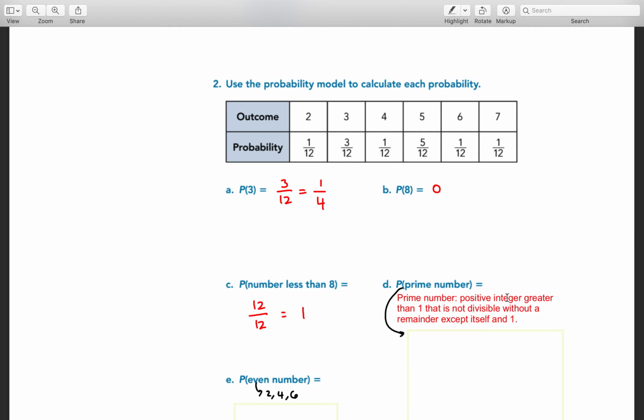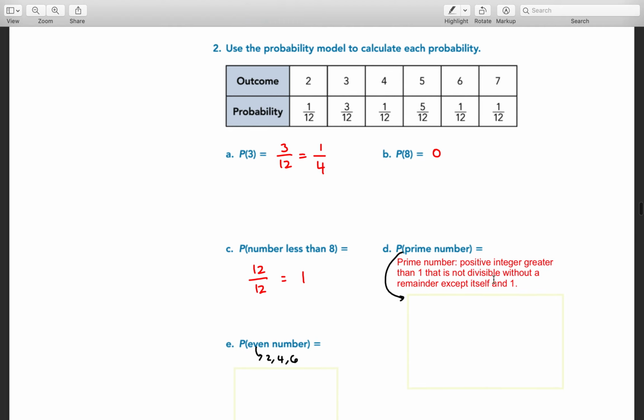And probability of you rolling a prime number. Just a reminder, prime numbers are positive integers greater than 1 that are not divisible without a remainder except by itself and 1. So in this case, the prime numbers are going to be 2, 3, 5, and 7. 4 can be divided by 2 and 2 evenly. 6 can be divided by 2 and 3 evenly. So these don't count. These are called composite numbers. But since we're focusing on prime numbers, these are going to be 2, 3, 5, and 7.